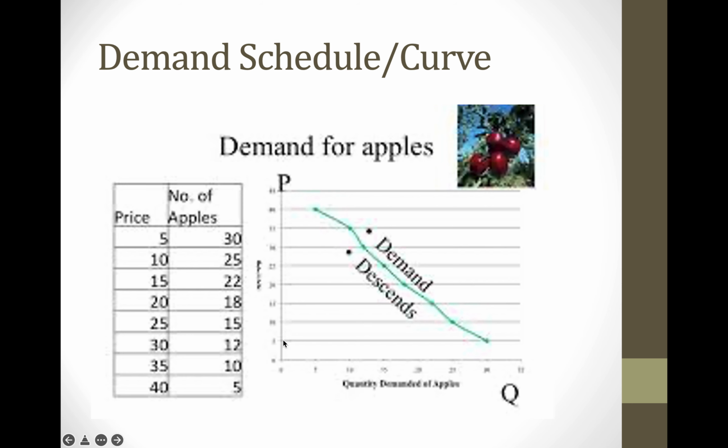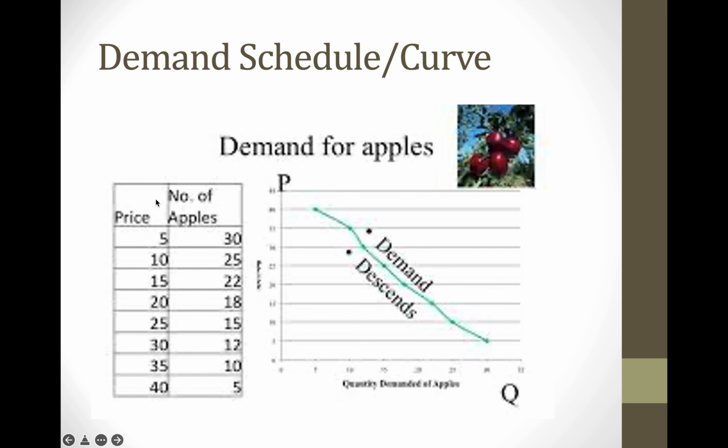Let's assume that this is 5 cents here. We're going to take the price of 5 cents, and this is going to be 30. We're going to plot a point right there. 10 cents, and plot a point at 25. 15 cents, and then between those two numbers is going to be 22. Then at 20 cents, we're going to come over and plot 18. Then at 25, we're going to plot 15, all the way up till we get to 40 cents, and we're going to plot 5. So this is the schedule.